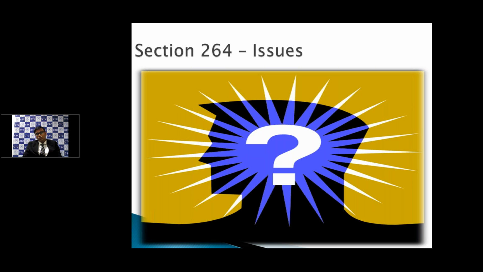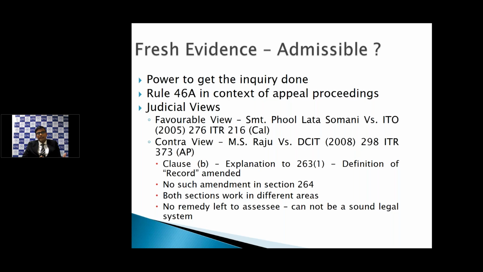Fresh evidence: section 264 can be compared to section 246A, where it's an alternate proceeding, an alternate remedy available to the assessee. Whether fresh evidence could be admissible? Now, in the context of section 246A, the law itself requires that, first of all, the assessee as a matter of right cannot produce any evidence which was not produced before the assessing officer. However, Rule 46 provides that in 4 situations, in the context of appeal proceedings, the assessee can produce additional evidence.